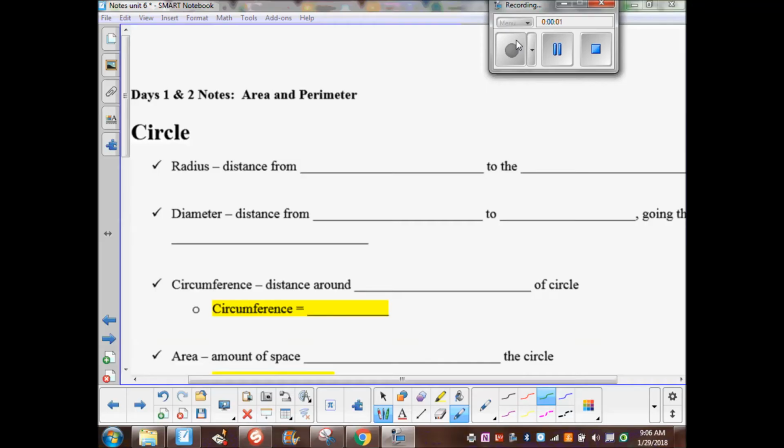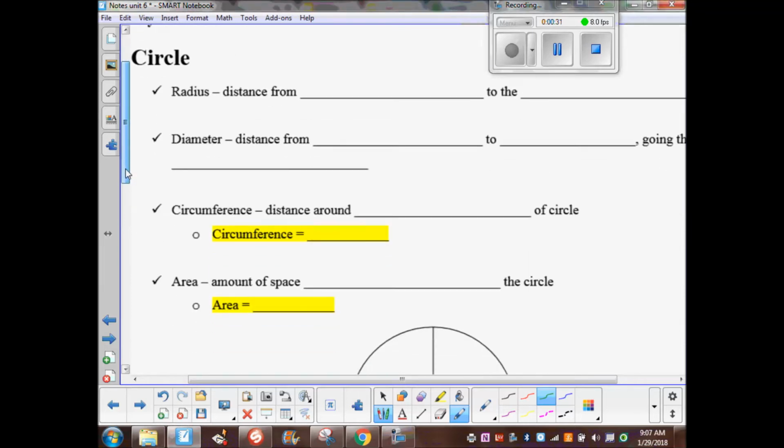All right, so this is day 1 and day 2 notes. What we're going to do is split it in half. We'll get through circles, polygons, and triangles today, and then next class we'll do all the quadrilateral stuff. Some of this stuff you have experience with, the vocab, you've done this before. So we're just bringing it back into the forefront of your mind.